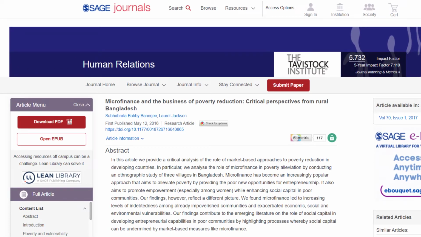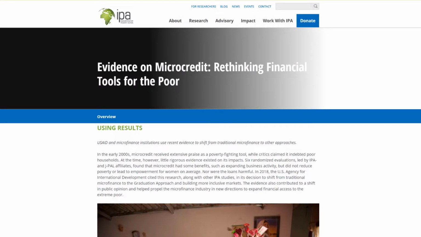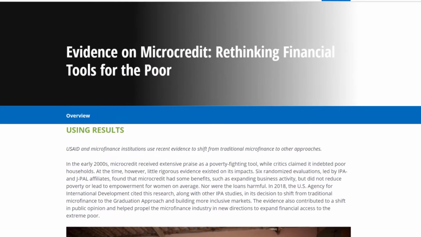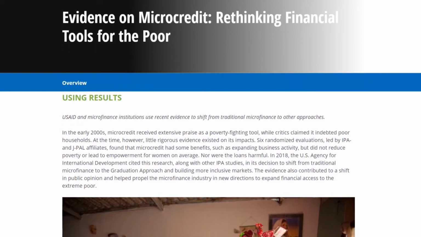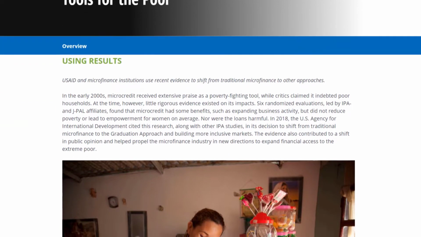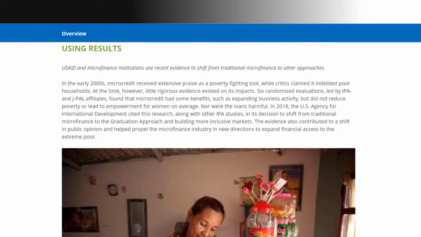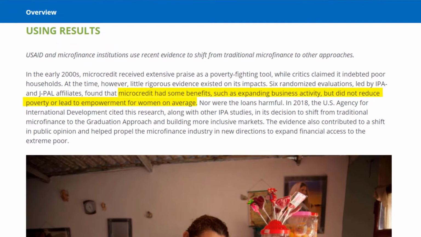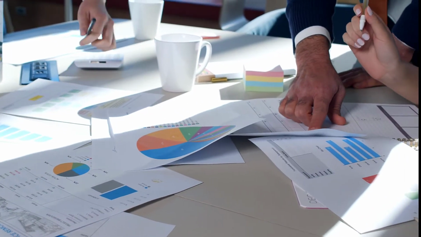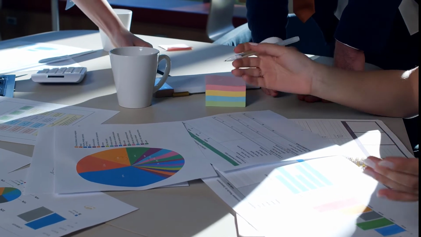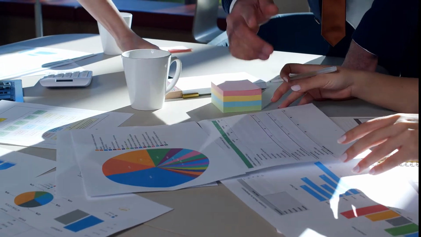While, in order to establish generalizable facts about the topic, we would need to turn to quantitative study and statistical inference to understand the big picture. The article "Evidence on Microcredit: Rethinking Financial Tools for the Poor" introduces a study that followed over 37,000 individuals from 6 countries and found microcredit had some benefits, such as expanding business activity, but did not reduce poverty or lead to empowerment for women on average. When using evidence to support our arguments, the evidence that is based on well-designed research is often more credible than that based on personal, selective stories and anecdotes.